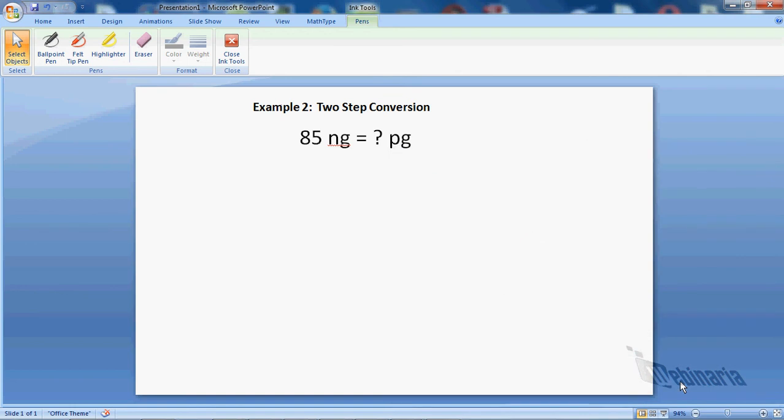Okay, this is another example on two-step converting. We're going to convert from 85 nanograms to a unit of picograms. So let's start here.